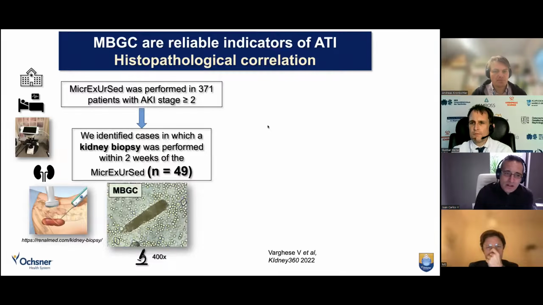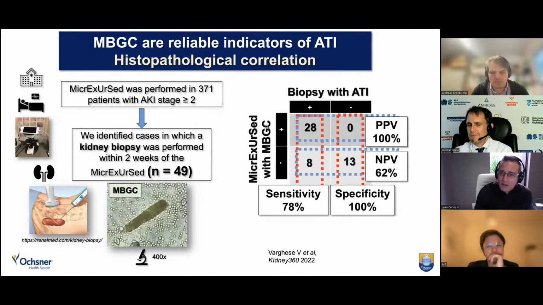So in this study, we had 371 patients in our database with AKI stage 2 or greater, where we took a subset of patients with kidney biopsy. In this particular case, there were 49 patients that had kidney biopsy, and we were looking for those with multi-branch granular casts. And what we observed is, as you can imagine, 100% of the patients who had multi-branch granular casts, 100% of them had ATN on the biopsy, with a positive predictive value of 100% and specificity of 100%.